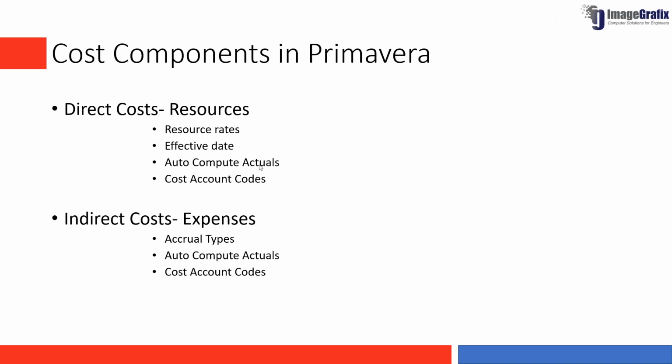Resource rates, and you also have an option called effective date. Then you have something called auto compute actuals, and there is another option for attaching the spending in a project to cost account codes. So these things are available for your direct cost, which is through your resources.